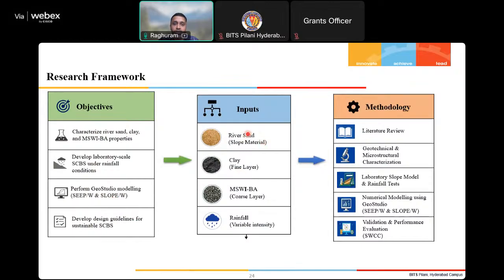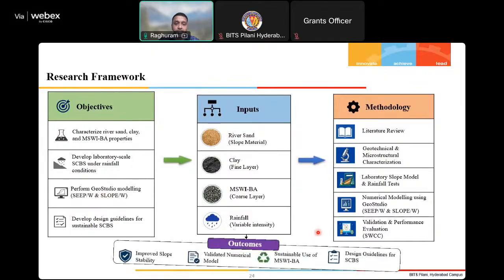So here we have procured river sand as the main slope material and clay as a fine grain material. Municipal solid waste bottom ash is the coarse grain layer. And with variable rainfall intensities, variable slope angles, and different layer thicknesses, we are studying the things. And this is how it goes. The methodology we'll be discussing one by one.